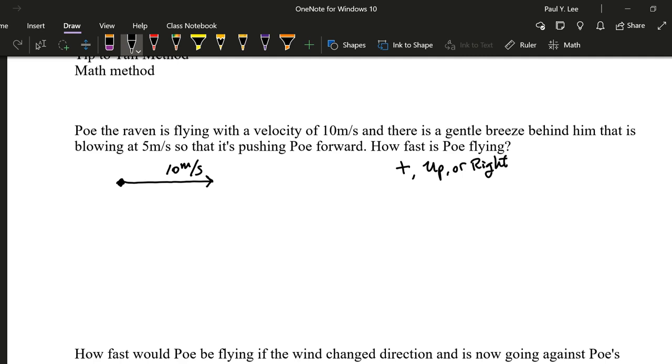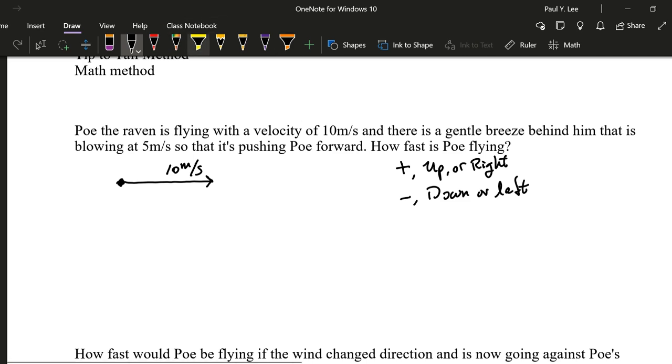However, it is a very safe assumption, and for class, it is safe to assume that positive will always be upward to the right. Therefore, negative is down or to the left. Okay, and because the problem said Poe is flying with a velocity of 10 meters per second, and that's a positive value, I'm going to just make Poe flying to the right.